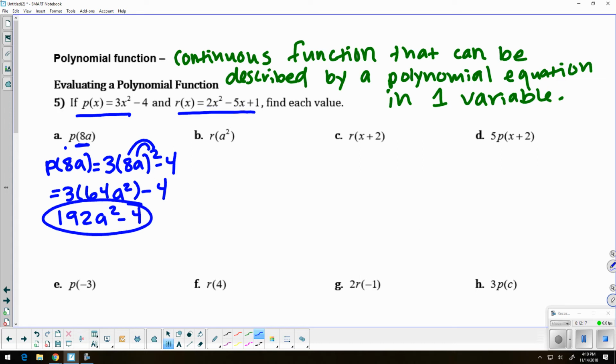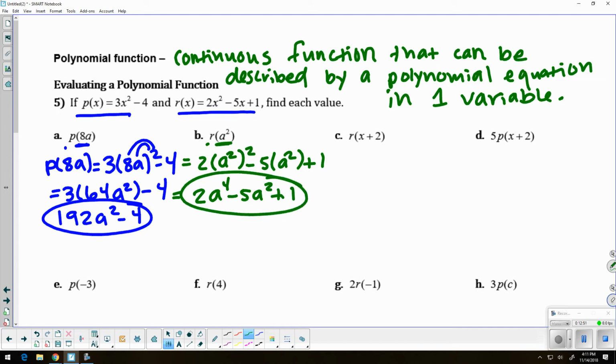And that's about all you can do. You can't do any more. You can't actually subtract 4 from that, so that would be it. And then for b, same thing, but now we're switching over to r, because it says r of a squared. So you want to plug this in for r now everywhere you see an x. So if you plug in a squared, you'll have 2 times a squared squared minus 5a squared plus 1. So plug it in everywhere you see an x. So now to simplify it, the a squared squared would be a to the 4th, so 2a to the 4th minus 5a squared plus 1. And that's about all you can do. Again, you can't actually simplify any further. That would be your final answer.